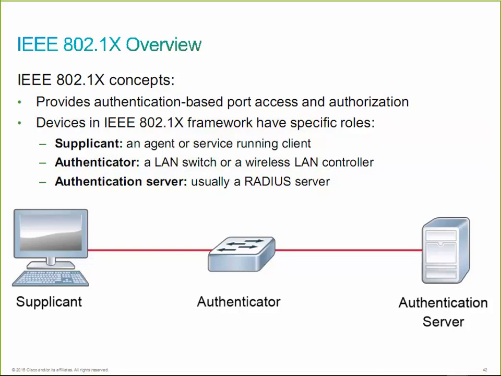If for some reason the supplicant doesn't support 802.1x, it's disabled or it's not configured, we have another solution called MAC authentication bypass, or we can use a web portal to do web authentication. That's called WebAuth. So there are three primary authentication methods that we see: 802.1x, MAC authentication bypass, or WebAuth, which is using a captive portal and allowing the authentication through the captive portal.